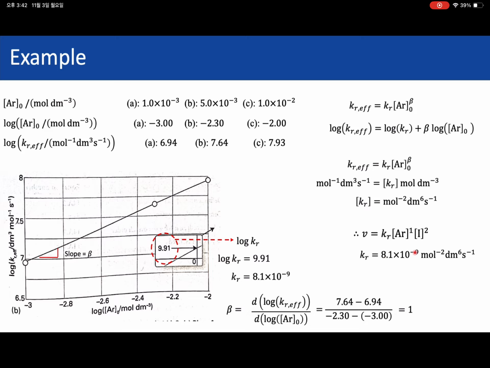So now we have the rate constant and order of reaction for each species, where the order of reaction for argon is 1, while the order of reaction for iodine is 2. As you can see from this process, we can find this rate law from a series of experimental data points varying the initial concentration of reactants.